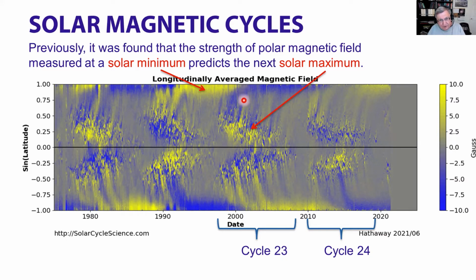And it was also noticed that the magnetic field strength in polar regions during solar minima actually predicts the next solar maximum.